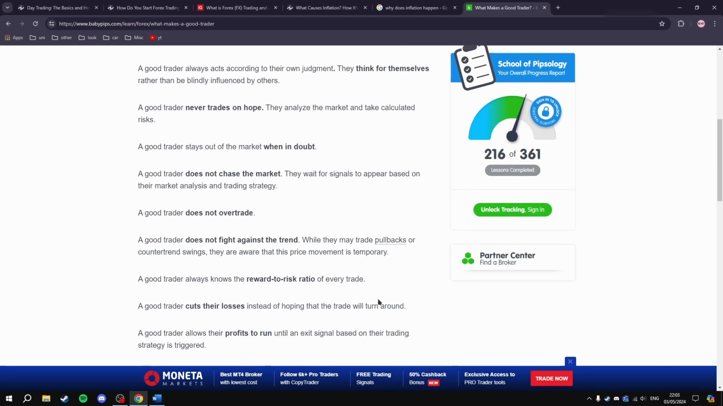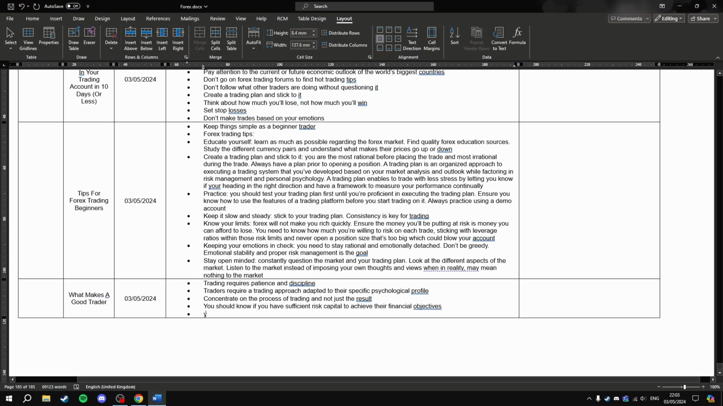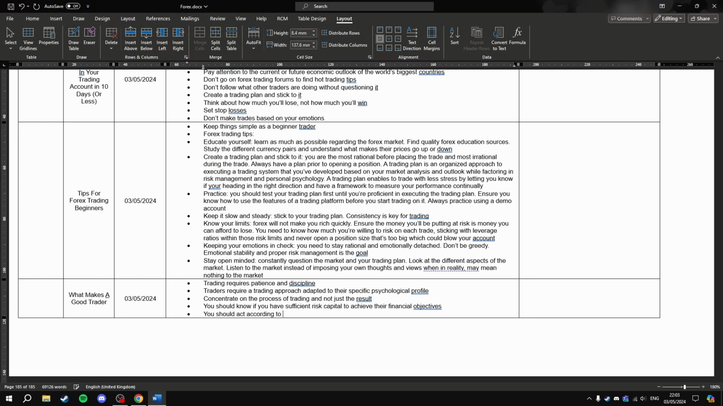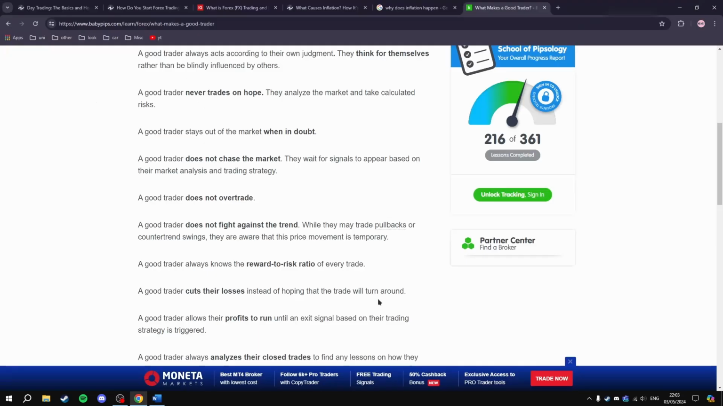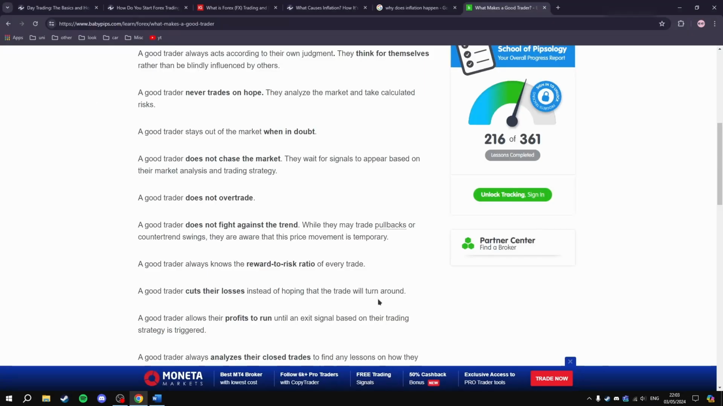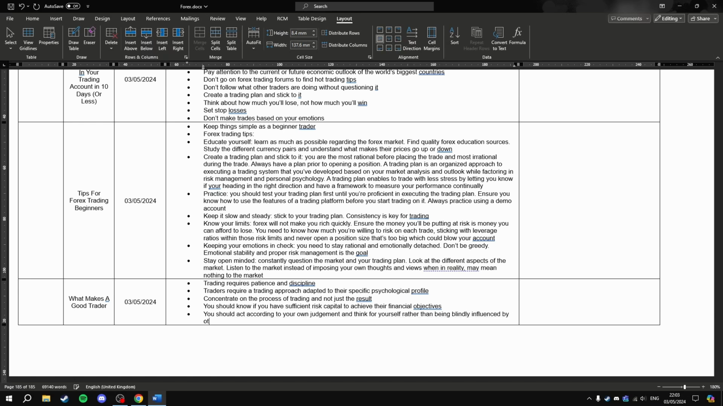A good trader always acts according to their own judgment. They think for themselves rather than being blindly influenced by others. You should act according to your own judgment and think for yourself, rather than being blindly influenced by others.